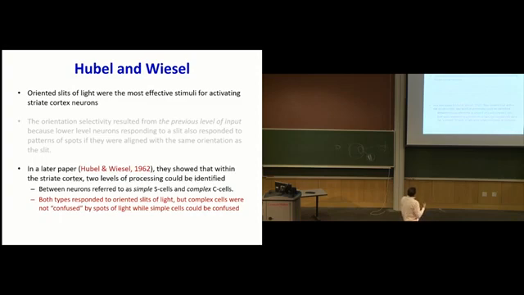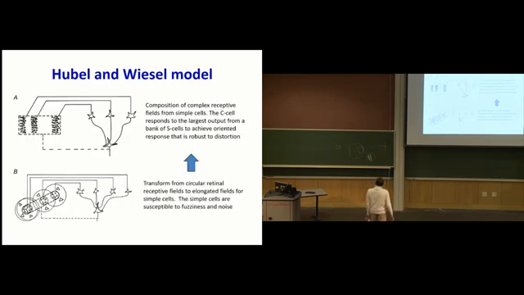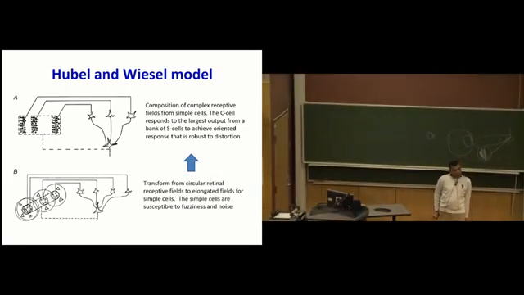So oriented slits of light were the most effective stimuli for activating these cortex neurons. Now, this is not the interesting portion for us. This is just an aside. What they found later was that the cortex consists of two levels of processing. Why exactly does this cortex respond to an oriented pattern of light? If you looked at this region of the retina, you'd have many cells over here, and all of these would connect to the particular cell in the striate cortex.